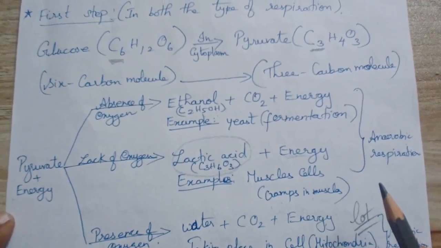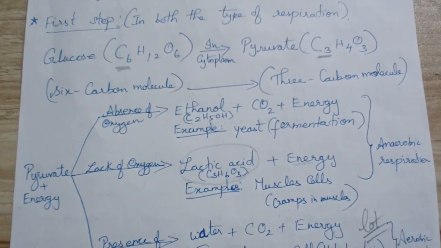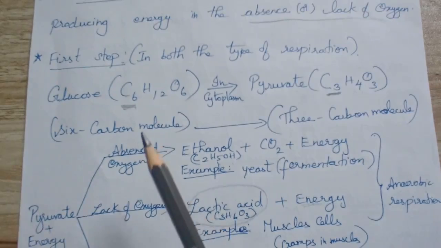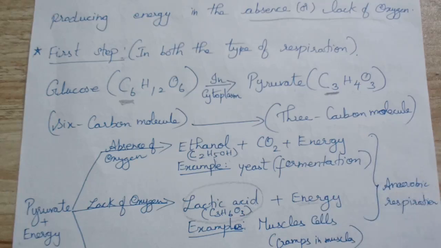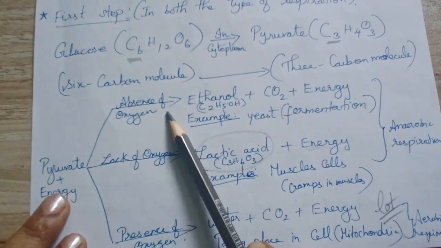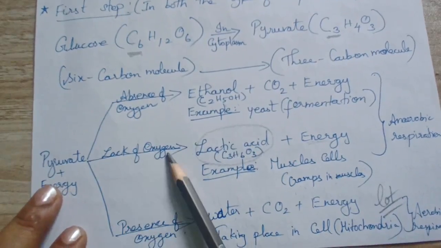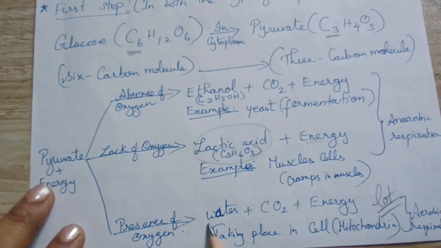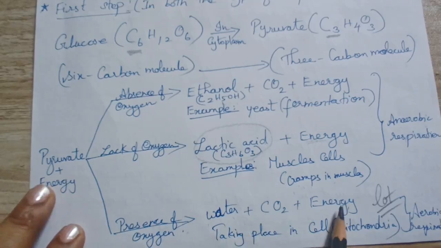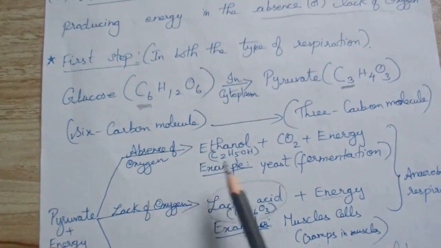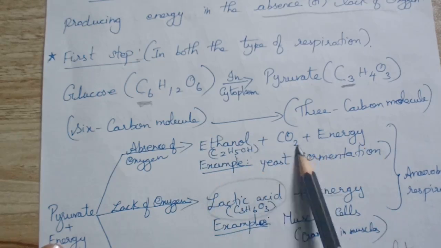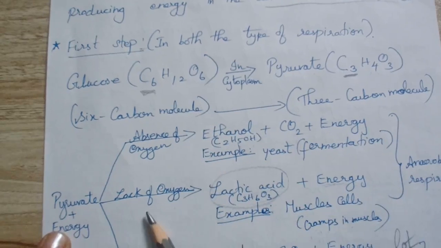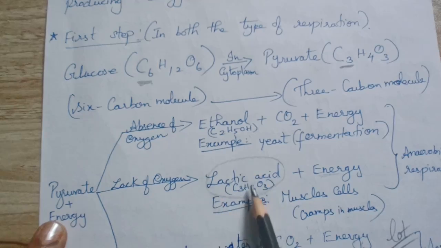Clear on this? So what is happening in respiration? Whatever the respiration may be, aerobic or anaerobic, the first step is conversion of glucose, a 6 carbon molecule, into pyruvate, that is a 3 carbon molecule. Then, in the presence of oxygen, in the absence of oxygen, and in the lack of oxygen: in the presence of oxygen, the pyruvate is completely converted into water, carbon dioxide, plus a lot of energy is released. In the absence of oxygen, it is converted into alcohol, that is ethanol, plus carbon dioxide plus energy. And in the lack of oxygen, you will get an intermediate product, that is lactic acid.